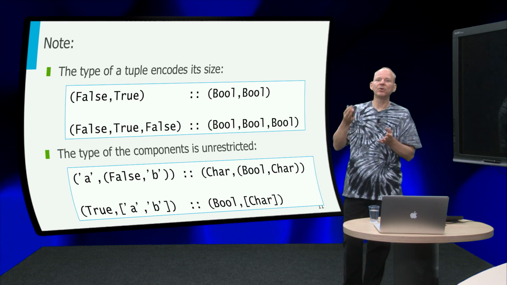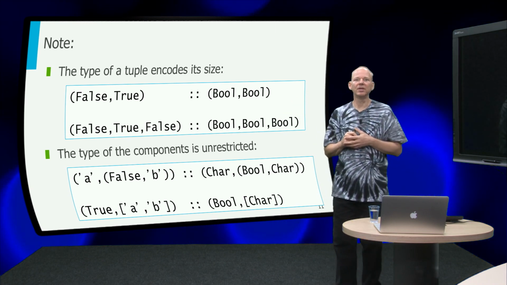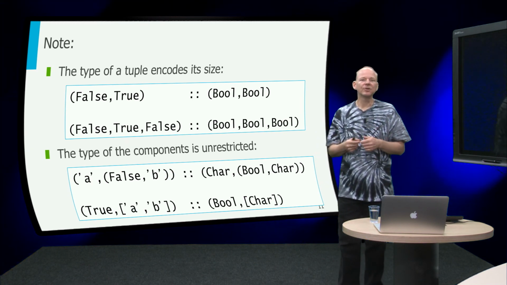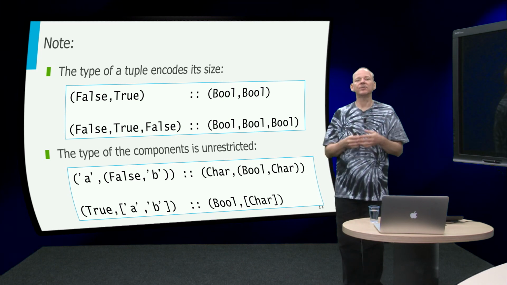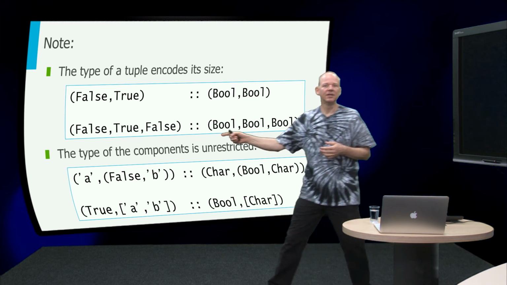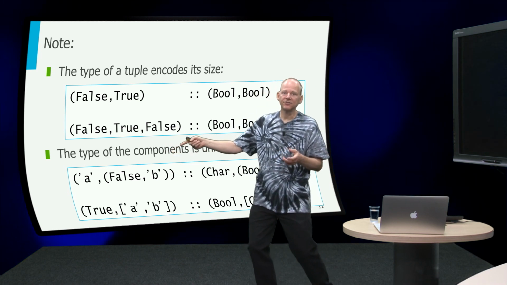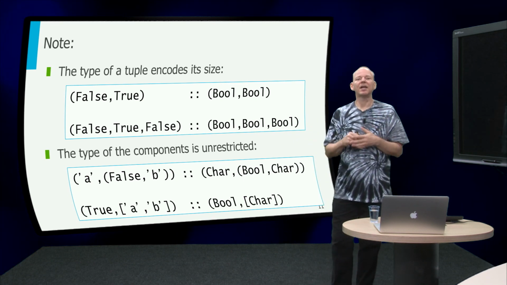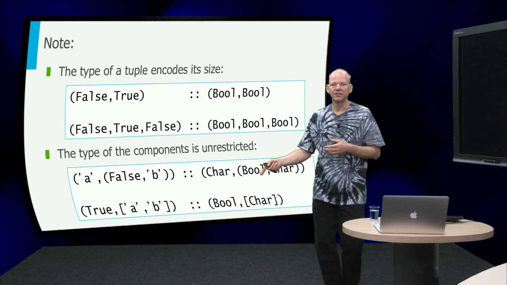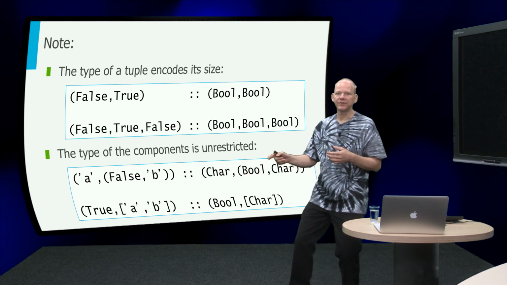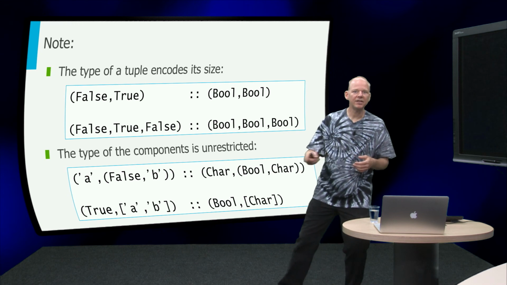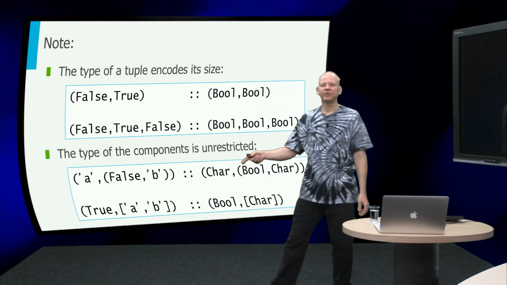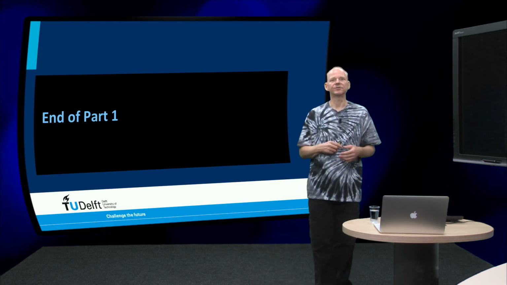Second one there, there's three booleans. So we see that the tuple has three booleans. And the type of the values is unrestricted, so they can be mixed and matched. So in this case, we have a tuple that contains a character, and then as the second value, a tuple that has a boolean and a character. And then the last example there is a tuple that has a boolean and then a list of characters. So you see, there's a boolean here, True, and a list of A, B, and we see that the type there is Bool and list of Char.